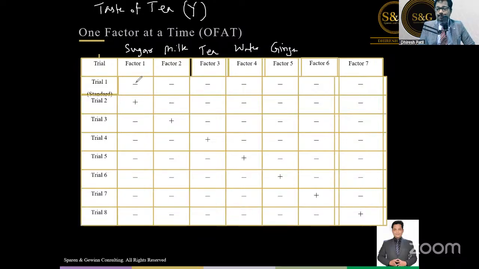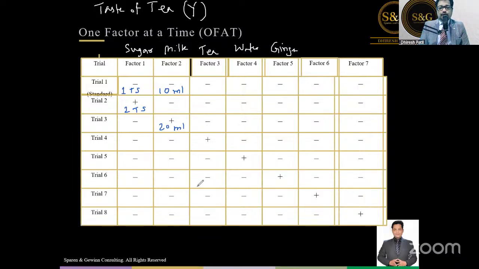Now, for example, -1 meaning, example I'm just giving, 1 tablespoon sugar in a cup of tea. I'm just giving you one very raw example. So -1 meaning 1 tablespoon, and +1 meaning 2 tablespoon. Okay. Milk, let's say, again, I'm just giving a very raw example. Milk, let's say, minus meaning 10 ml, and let's say plus meaning 20 ml. Okay. So there is a range.